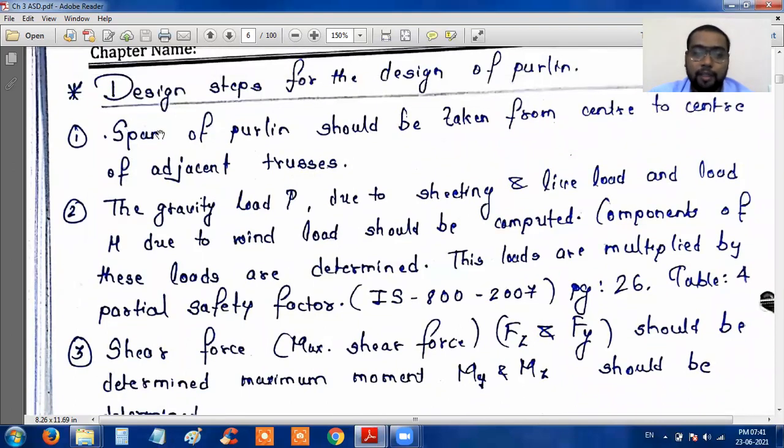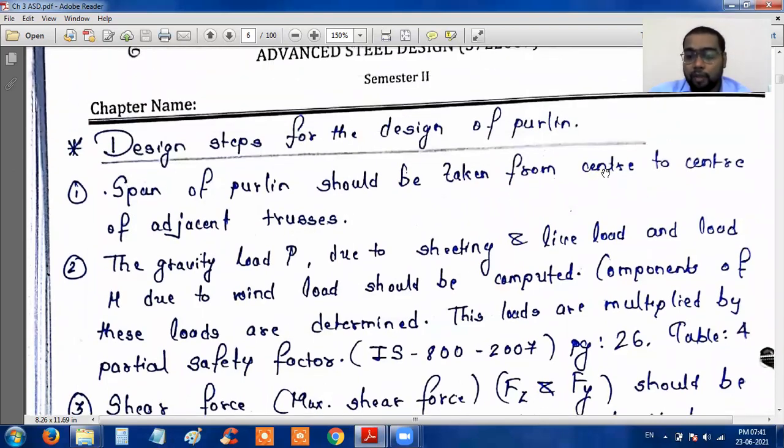First, the span of the purlin should be taken from center to center of adjacent trusses. Then the gravity load P due to sheeting and the live load, and the wind load H due to wind, should be computed. First, we will find the dead load that comes from the sheet and self weight of the purlin, and then we will consider the live load.